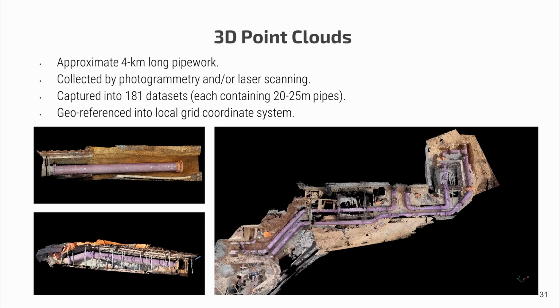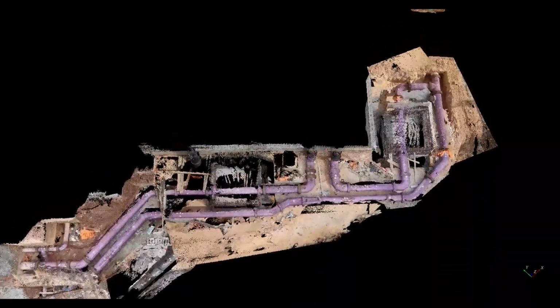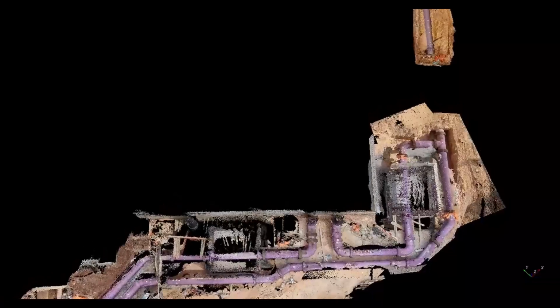So for instance, we received and collected data from the Water Supplies Department with a 4 km long pipe work. These data include 181 data sets, and each data set covered 20 to 25 meters of the pipe run. Therefore, we have a lot of 3D point cloud data for the open trench area that can help us later on to do the manual labeling in order to establish the training data set.